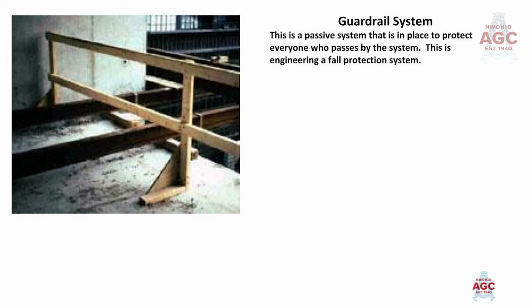So, we talked about eliminating the hazards. The lights, bring the lights down off the tower. What about our guardrail systems, an engineering system? If we build a guardrail system, our guardrails must be 42 inches plus or minus 3 inches high at the top rail, and they must be able to withstand 200 pounds of force.